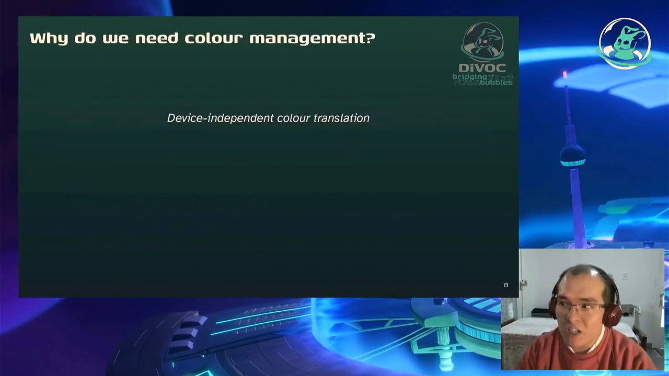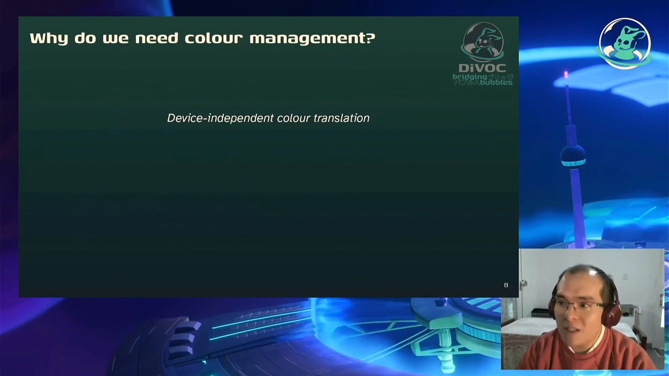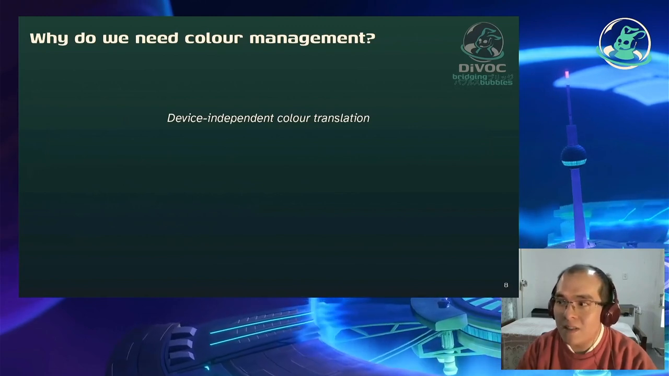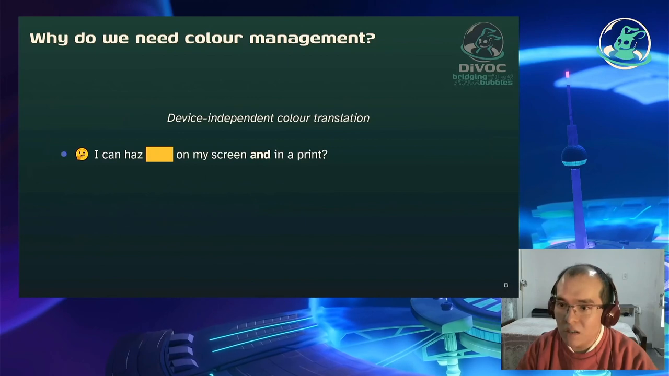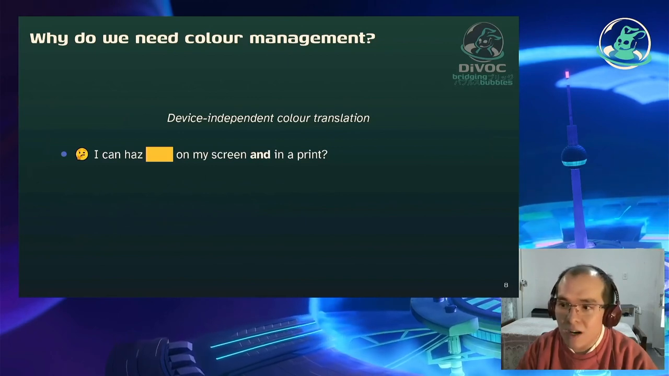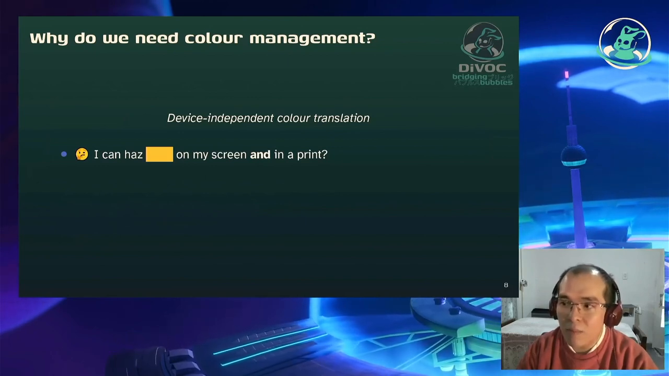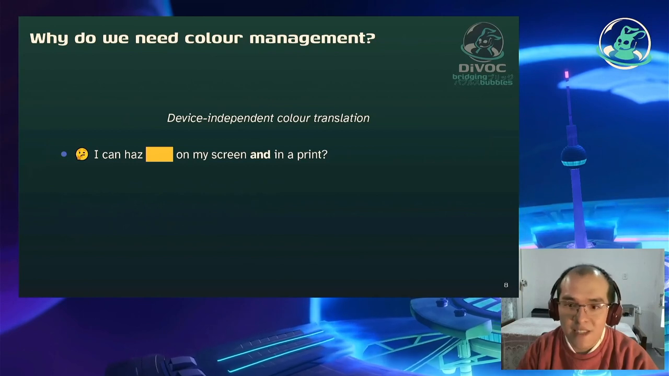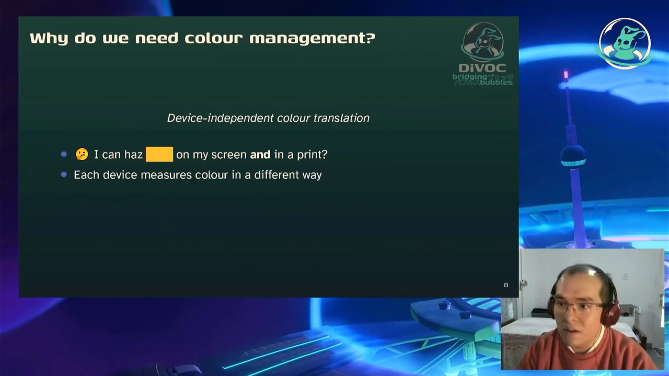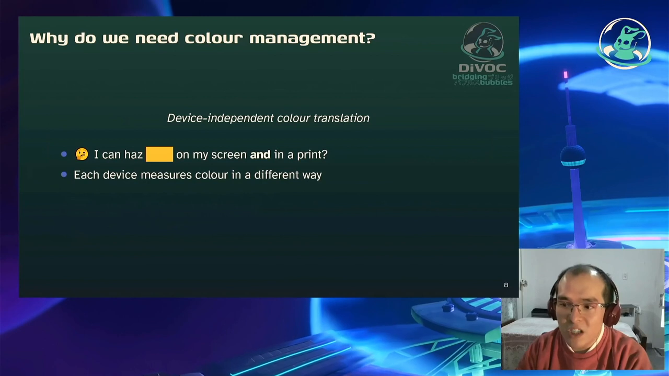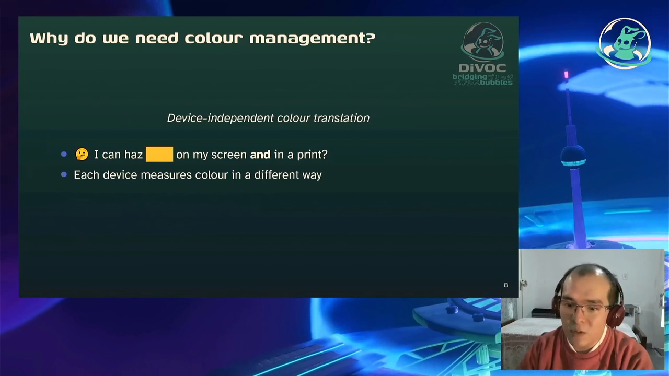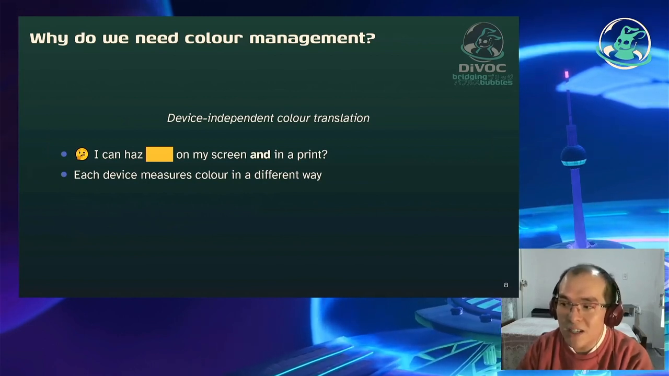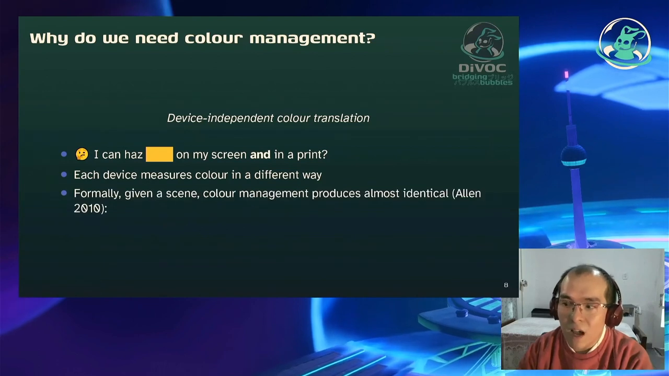For the first question, why do we need color management? The aim of color management is to achieve formally device-independent color translation. In other words, how can I have this blob of color on my screen and make it look the same in a printed job? This is important because each device, be it a printer, a screen, or your smartphone, measures colors in a different way.